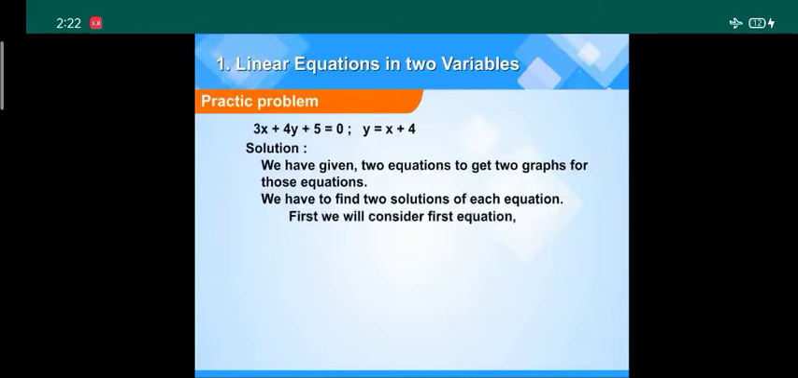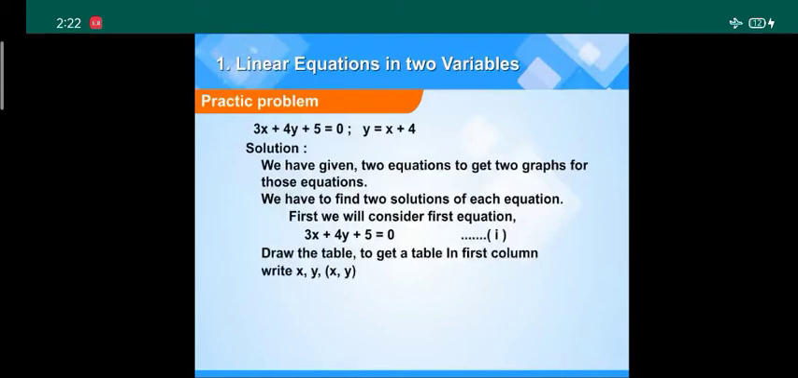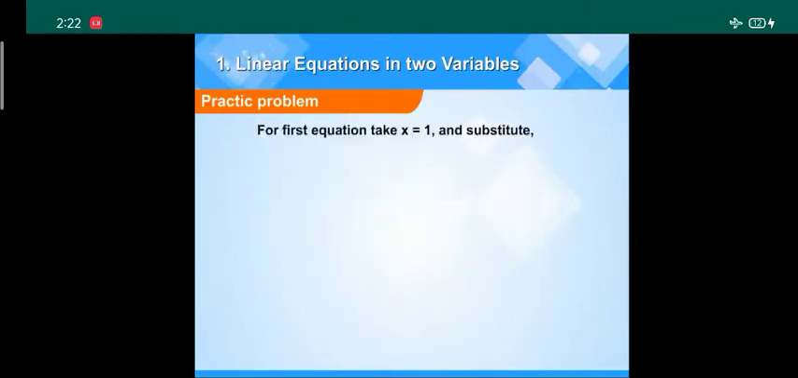First, we will consider the first equation, that is 3x plus 4y plus 5 is equal to 0. This is equation number 1. For that, draw the table. In the first column, write x, y and xy. For the first equation, take x is equal to 1 and substitute.